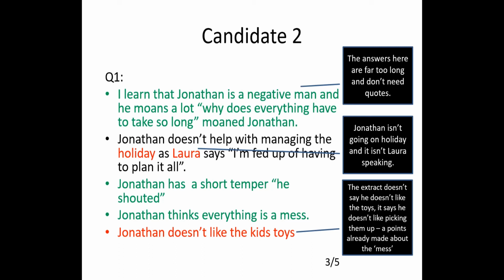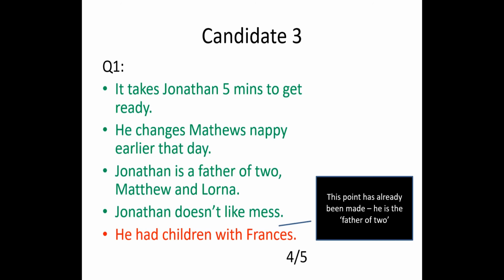3 out of 5 for that student. And lastly, this one got 4 out of 5 for the following reasons. You can see the first 4 got marks. It takes Jonathan 5 minutes to get ready. He changes Matthew's nappy earlier that day. Jonathan's a father of 2, Matthew and Lorna. Jonathan doesn't like mess. And he had children with Frances, does not get a mark because they've already said that. He's father of 2, Matthew and Lorna. So number 4 is just really repeating bullet point number 3.